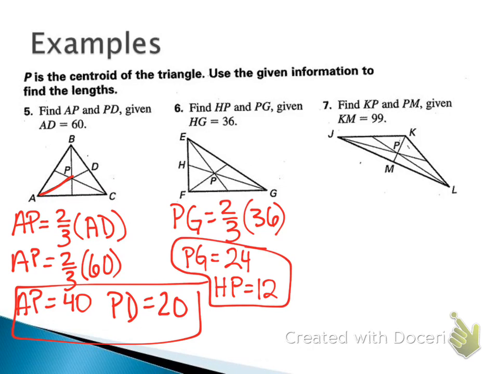All right, example 7. We are asked to find KP and PM, knowing that KM has a length of 99. Which of those two, KP or PM, is longer? KP is longer. That's the one that starts at the vertex. So we know that KP is going to be 2/3 times the length of KM. What's KM? 99.